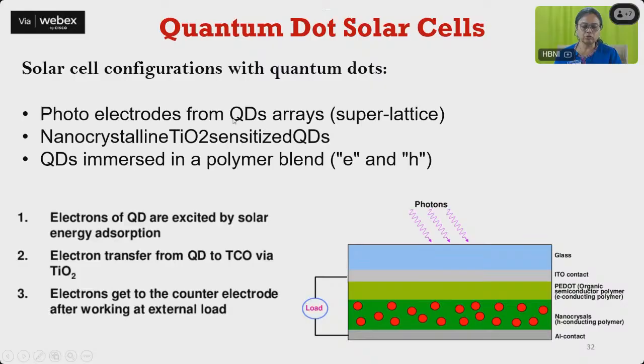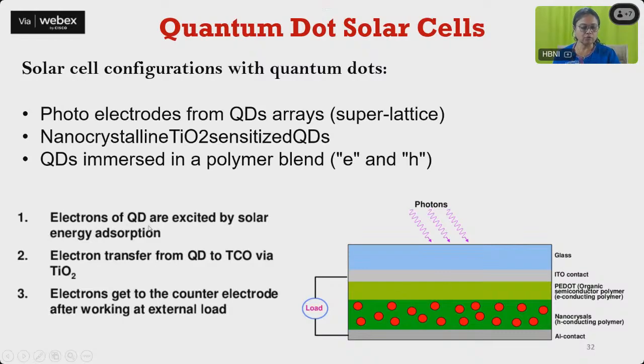So photoelectrodes, these electrodes like TiO2. So quantum dot arrays or superlattices are there. And then nanocrystalline TiO2 sensitized quantum dots we can have, and it's immersed in a polymer bed. So electron and hole will be generated in this polymer.